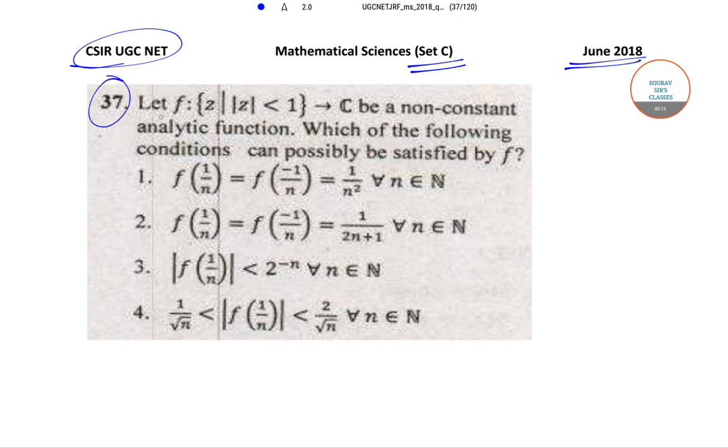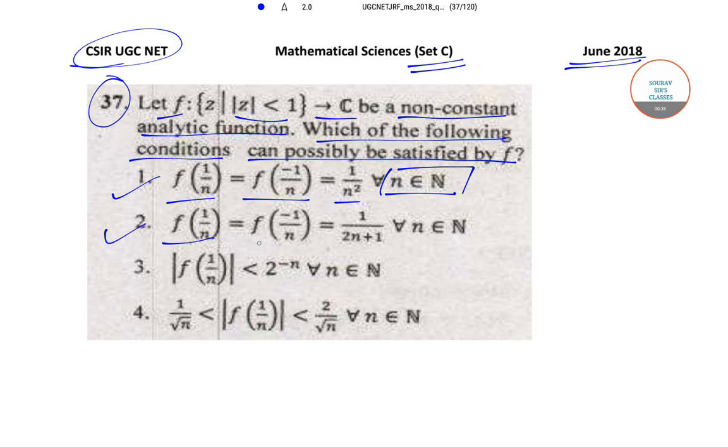In 37 it has been said that let f, which goes from z where mod of z is less than 1 to c, be a non-constant analytic function. Now which of the following conditions can possibly be satisfied by f? Option 1, f of 1 by n is equal to f of minus 1 by n, is equal to 1 by n square for all n which belongs to the set of natural numbers. Option 2, f of 1 by n is equal to f of minus 1 by n, and that is equal to 1 upon twice n plus 1 for all n which belongs to set of natural numbers.